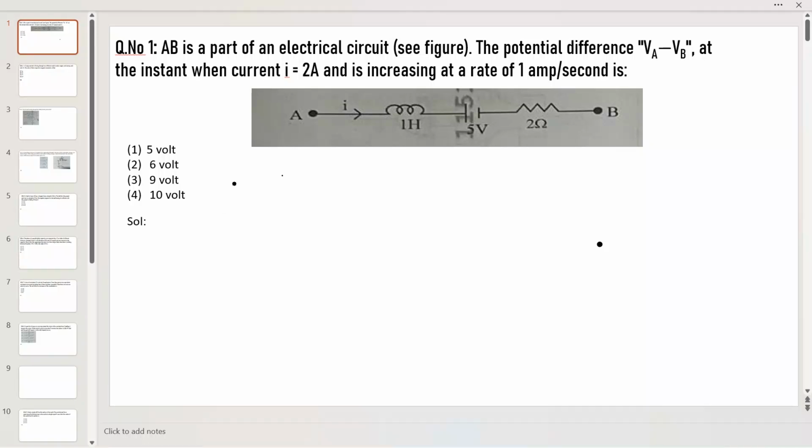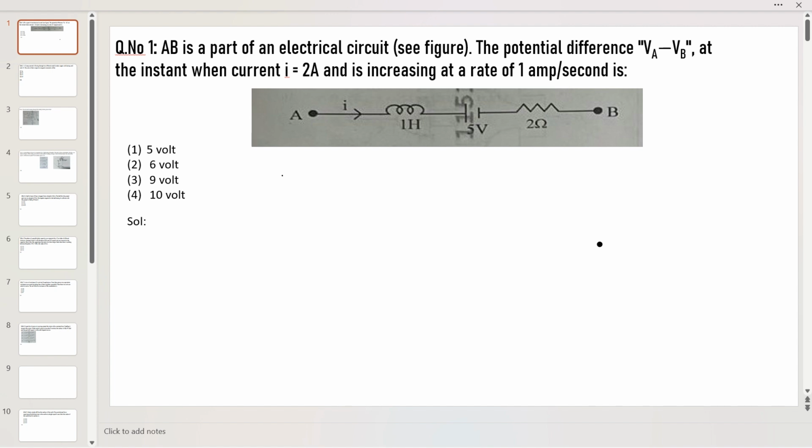Today I am going to solve the physics problem. This is NEET 2025, which was recently held. I am going to solve all the problems, but it will be phase wise. Here you see that we have to find the potential difference between A and B.